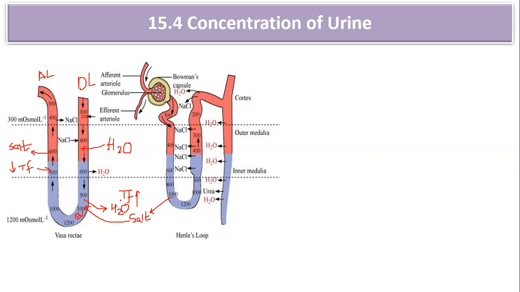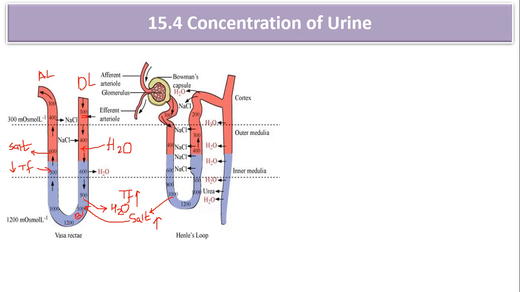Now you can see this is a tissue fluid. Here there is more concentration of the salt in the tissue fluid, because salt is going to diffuse from the Henle's loop. Then that salt is going to enter into the tissue fluid. Then salt from the tissue fluid is going to enter into the vasa recta. So blood becomes more concentrated.